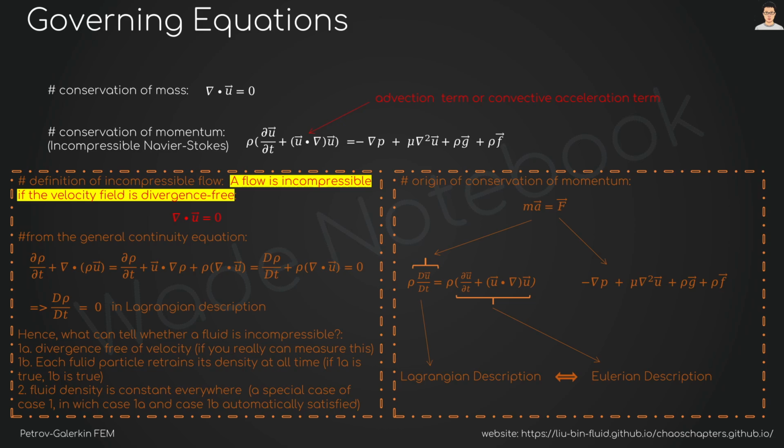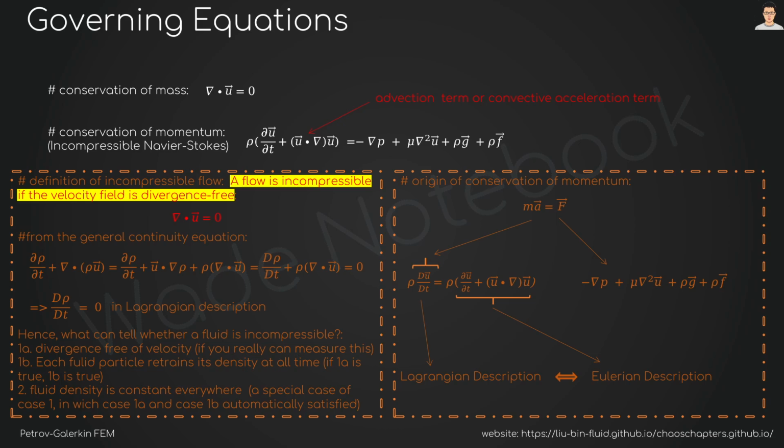First of all, what we present here are the governing equations of incompressible flow. The first equation is called conservation of mass. For any fluid, the conservation of mass requires that the rate of change of mass inside a control volume equals the net flux of mass through its boundary.